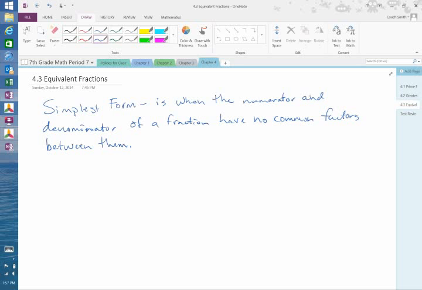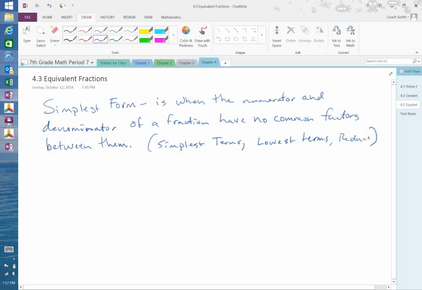So when they tell you to put a fraction in simplest form, occasionally they will use the words simplest terms, okay, lowest terms, okay, and they will say reduce. All three of those mean the same thing as simplest form.